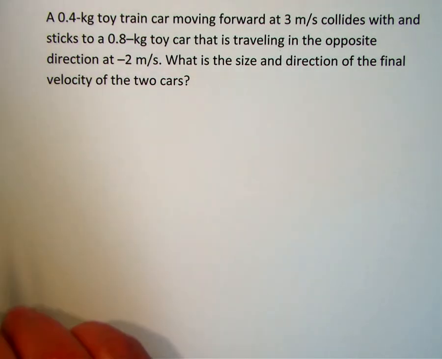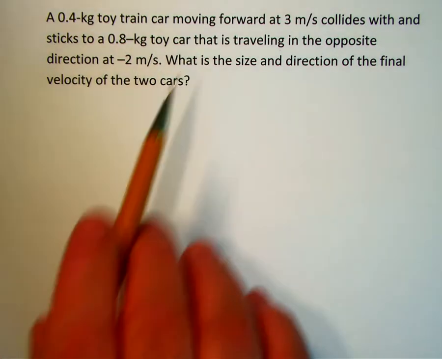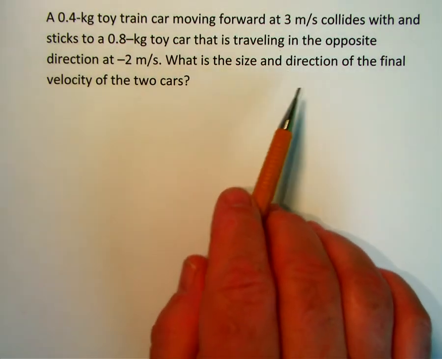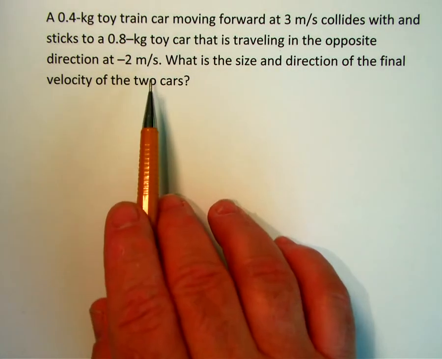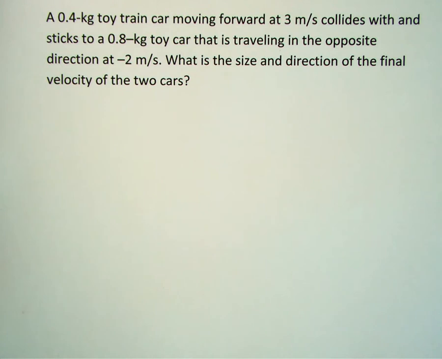A 0.4 kilogram toy train moving forward at 3 meters per second collides with and sticks to a 0.8 kilogram toy car that is traveling in the opposite direction at negative 2 meters per second. What is the size and direction of the final velocity of the two cars? Okay, so neither object is stopped to start with, and neither object is stopped at the end. So we need to recognize a couple of key factors here and take that into account in our problem solving.